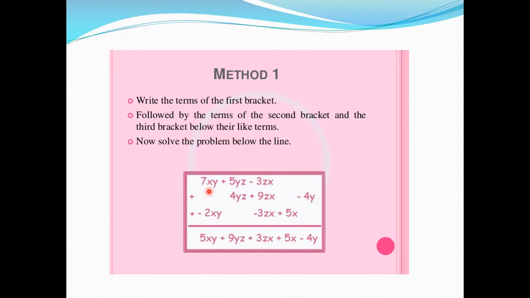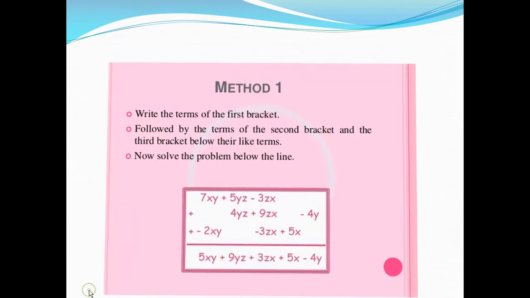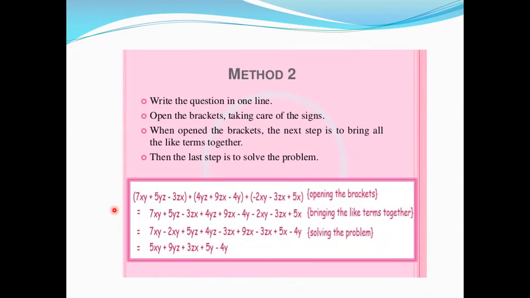Now you know that when we add algebraic expressions, we generally do not change the sign. So 7 minus 2 is 5, and the variables remain the same. Now 5 plus 4 is 9. Now minus 3 and minus 3 is minus 6, and plus 9, so plus 3zx, and 5x, minus 4y. Here there are no changes, because when we add, the signs won't be changed.